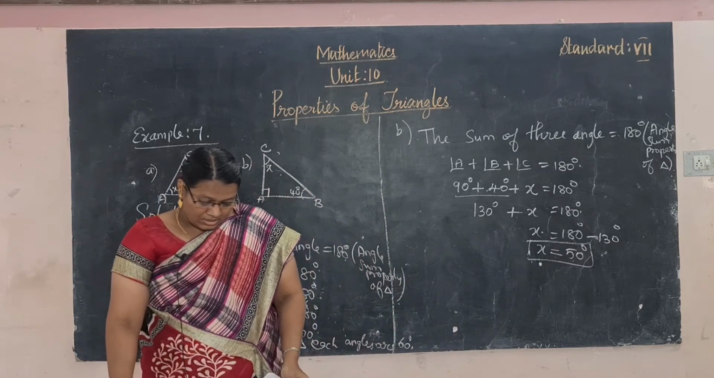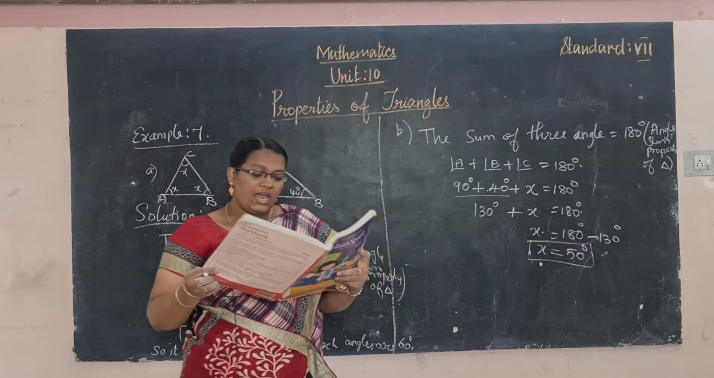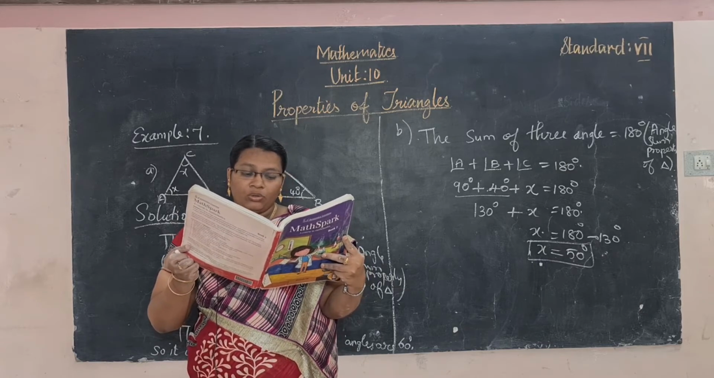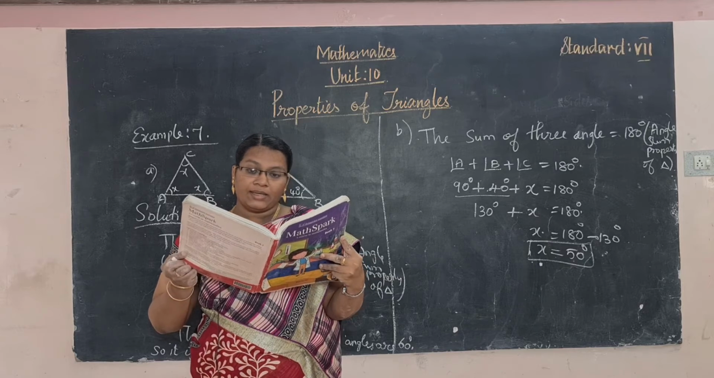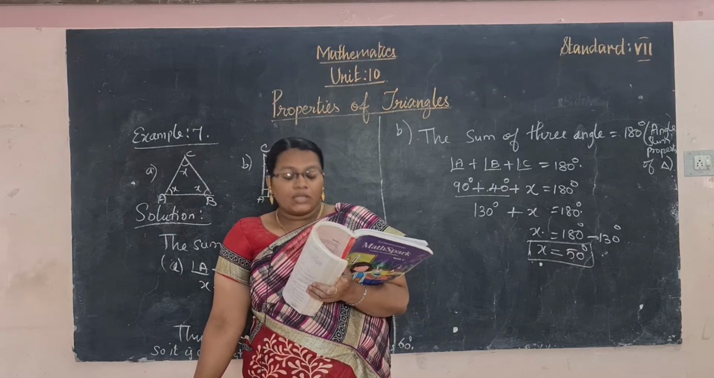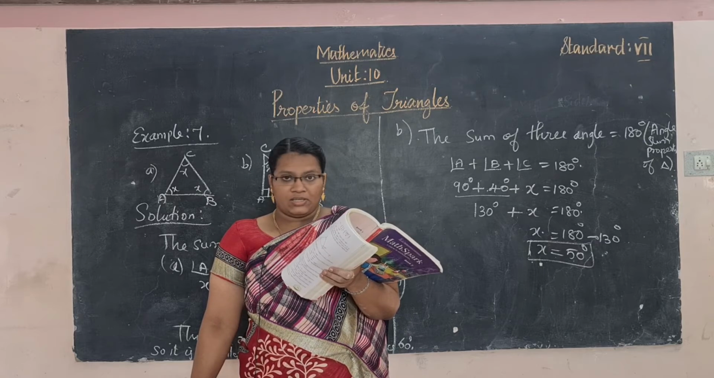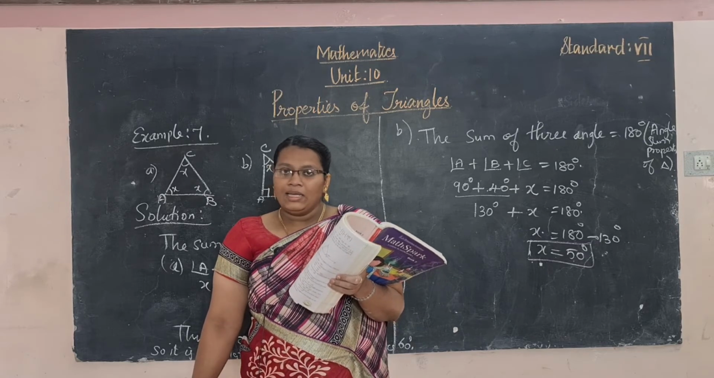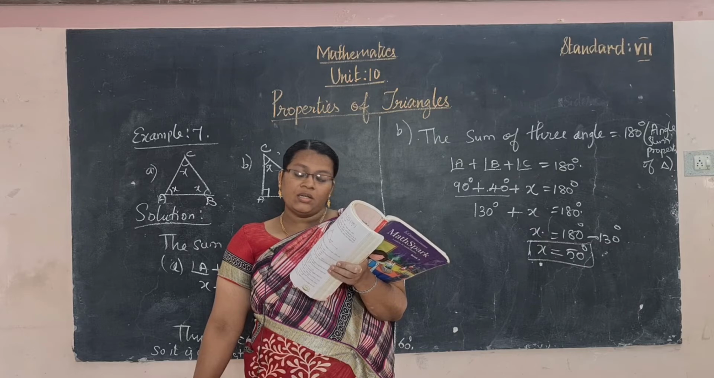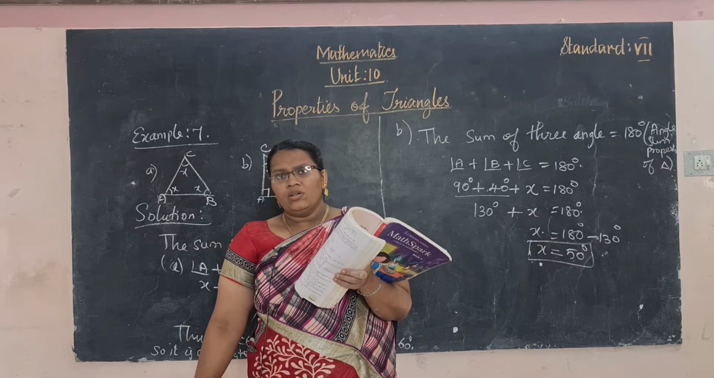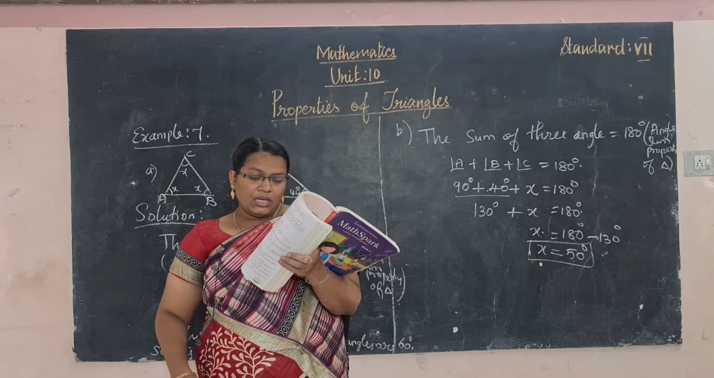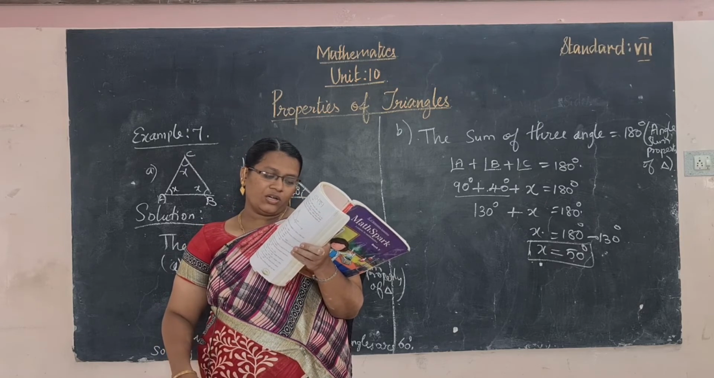Okay, that's it. Now move to example 8. In an isosceles triangle, the measure of the two equal angles is equal to 4 times the measure of the third angle. In this type, you have to read the given statement 1 or 2 times. First, in an isosceles triangle, two sides are equal. So two sides are equal means the angles should also be equal. The measure of the two equal angles is equal to 4 times the measure of the third angle.